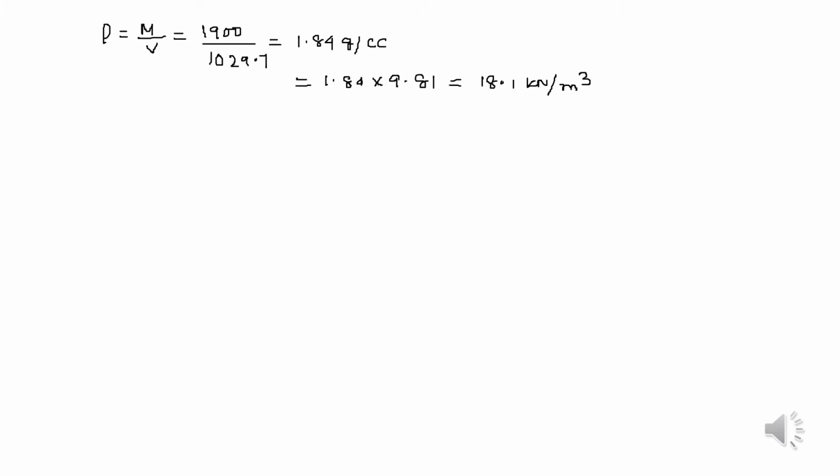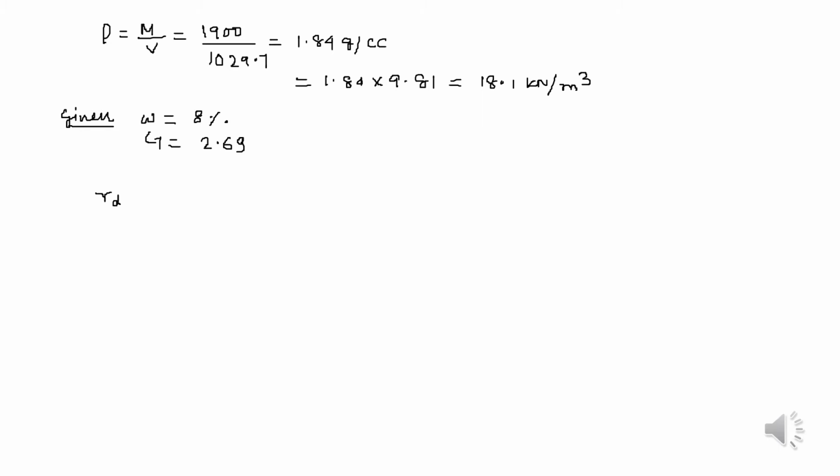Now already given, the water content of the sample is 8% and the specific gravity of the soil sample is 2.69. Okay, so let us find out what is the dry unit weight of the sample. So we have to find out the dry unit weight, which is gamma D.